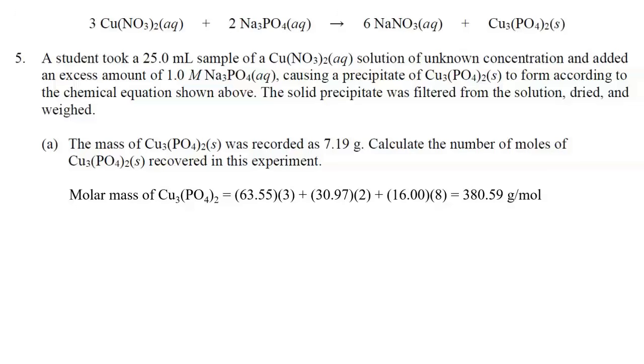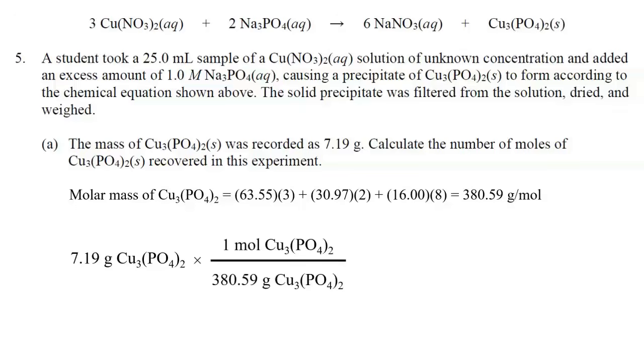So grand total, 380.59 grams per mole. We are given 7.19 grams of this precipitate, this copper phosphate. So we're going to convert that from grams to moles, grams on the bottom, 1 mole on top. We do this math. Here's the unrounded answer. Since 7.19 has 3 significant figures, we round off our final answer to 3 significant figures. So that would be 0.0189 moles of copper phosphate.